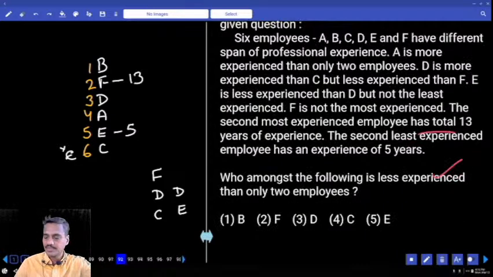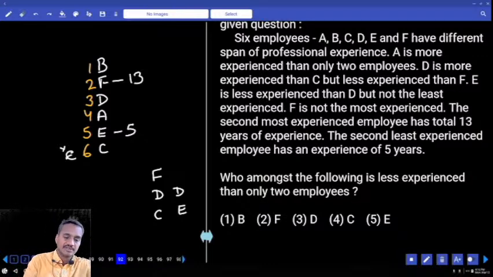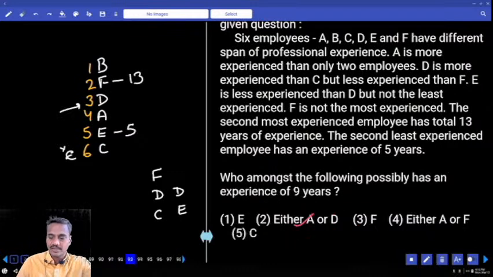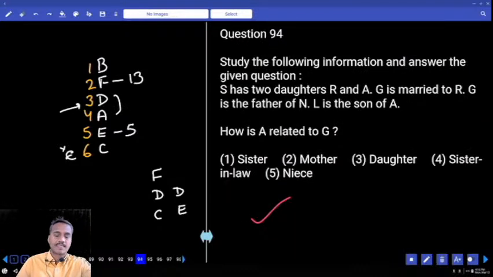Then 92. Who among the following is less experienced than only 2 people? And who is that one? D. Now this D is less experienced than only 2 people, B and F. Choice 3. 93. Who among the following possibly has an experience of 9 years? 9 years is in between 5 and 13, so either A or D. Choice 2, question number 93.